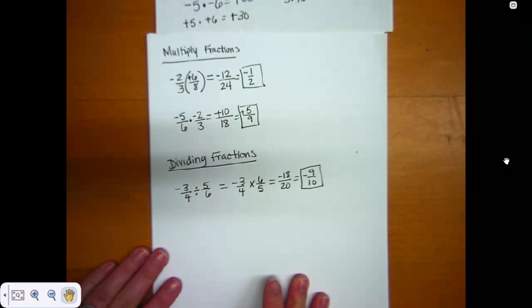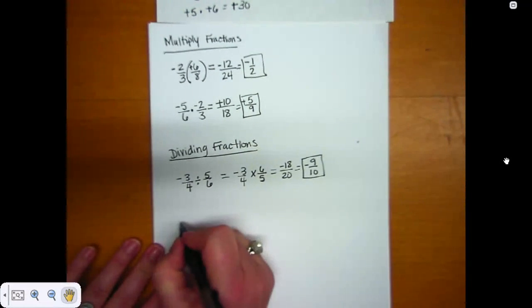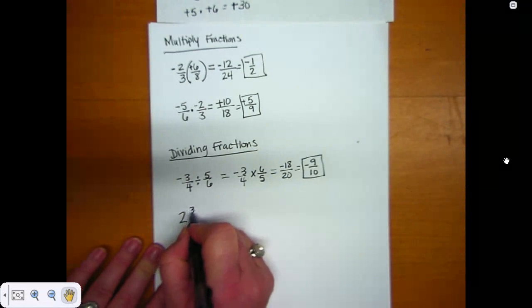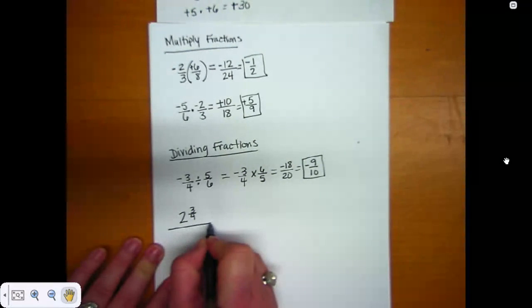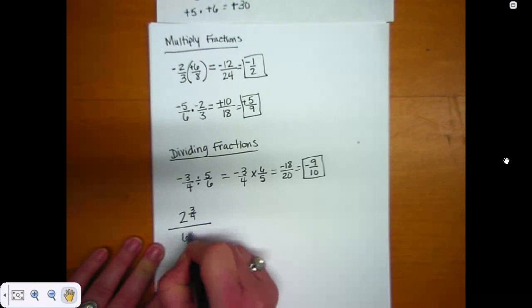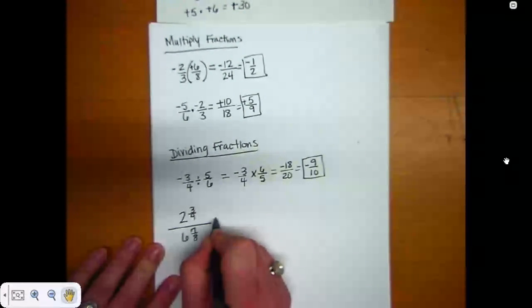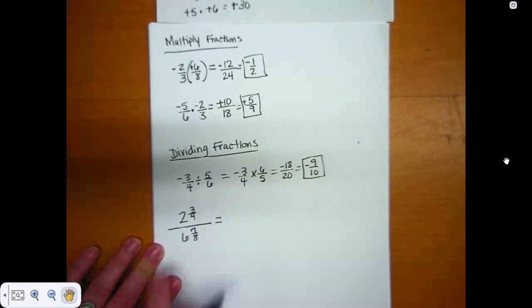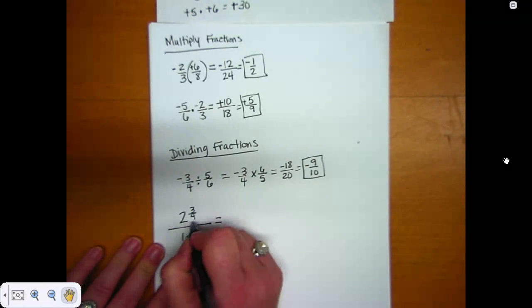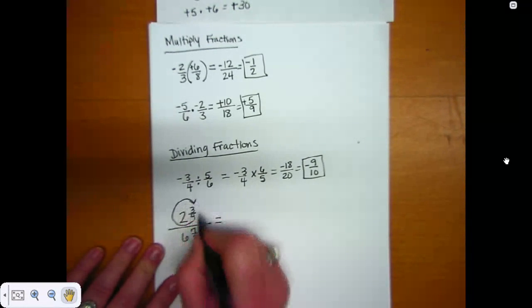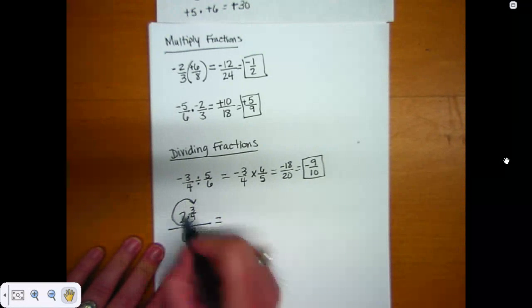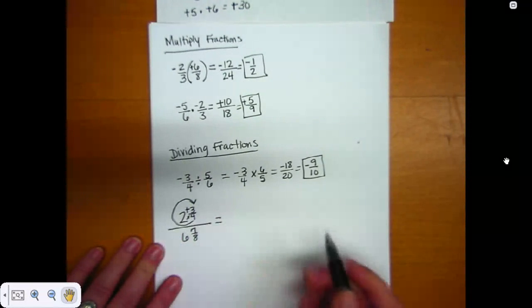Now let's write it a different way. What if I saw 2 3/4 divided by 6 7/8? Remember, if you see a fraction of a fraction of a fraction, that just means to divide. 2 3/4 divided by 6 7/8. Now I see that I have mixed numbers, so that means I need to go around the world. 4 times 2 is 8. 8 plus 3 is 11.